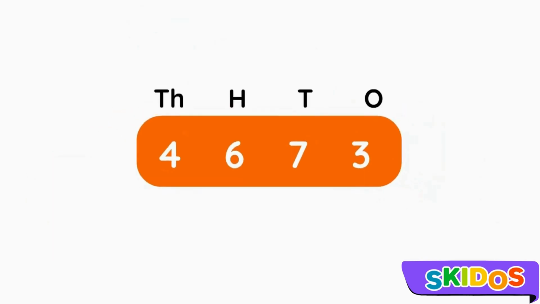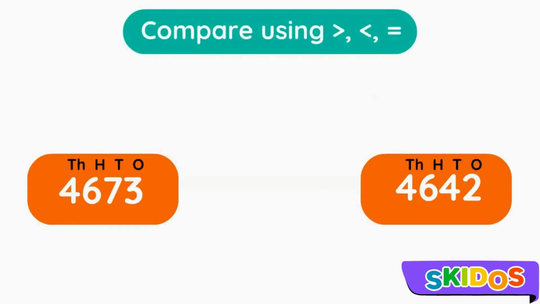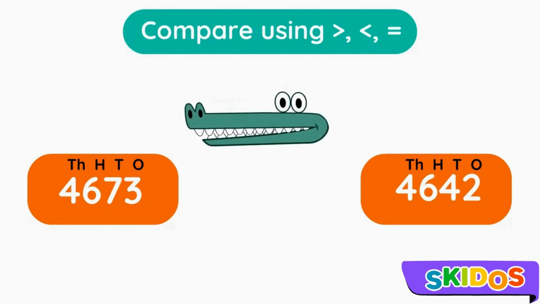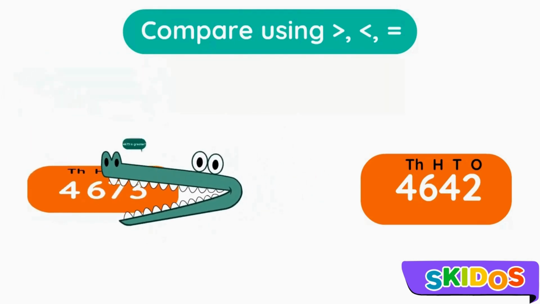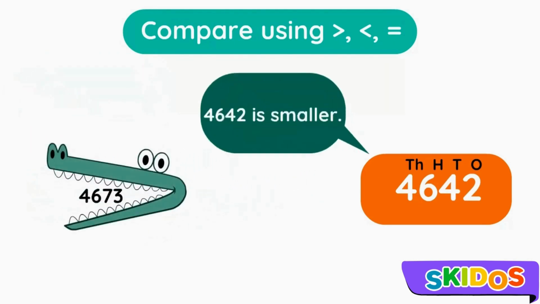To compare the 4-digit numbers, first we look at the thousands place, then the hundreds place, then the tens place, and lastly the ones place. Here, the digits in thousands place of both the numbers are same. The digits in hundreds place are also same. But the digits in tens place are not same. 7 is greater than 4. This makes the number 4,673 the greater and 4,642 the smaller number.